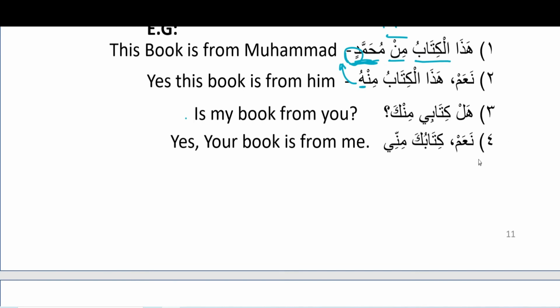Okay, then number 4 sentence we have Na'am kitabuka minni, because the first question he asks is hal kitabi minka, is my book from you? And the person will answer, Na'am kitabuka minni, your book is from me. Okay, so you can practice. You can go back home and practice. Hal kitabi minhu, hal kitabi minna, hal kitabi minkum, hal kitabi minhunna. Then you can translate yourself. That's where it will strengthen your Arabic skills.